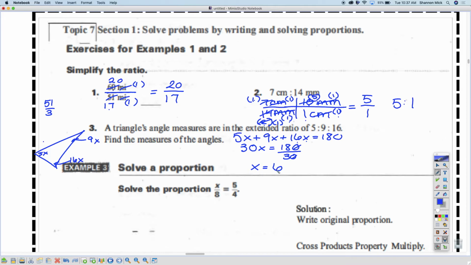Did you get x equals 6? Okay, so x equals 6. What do I do with my 6? Put it back in. So I get what? 30 degrees, 54, and 96. And if I wanted to check myself, I would do what? Add them all up and make sure they equal 180. 4 and 6 is 10, carry a 1, so that makes a 10 for the 9, and I got 8 for 180.